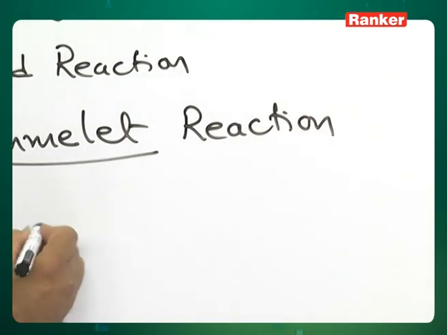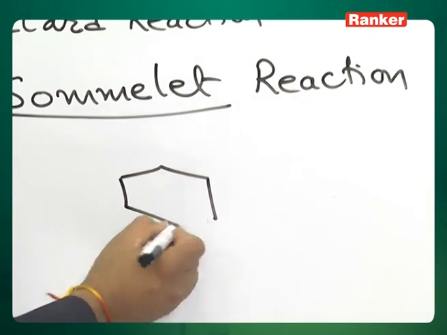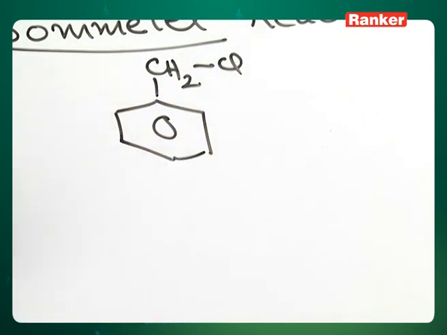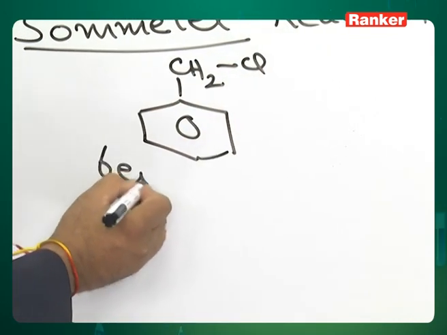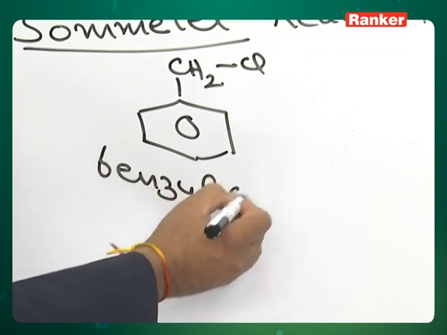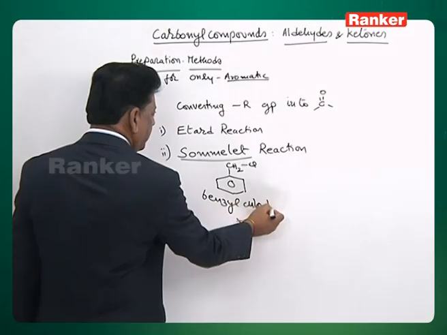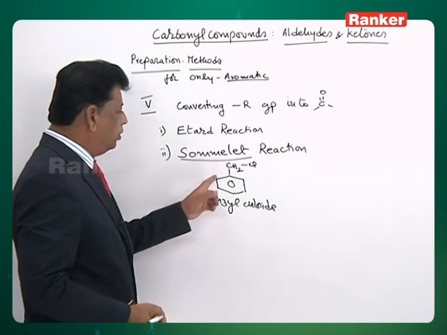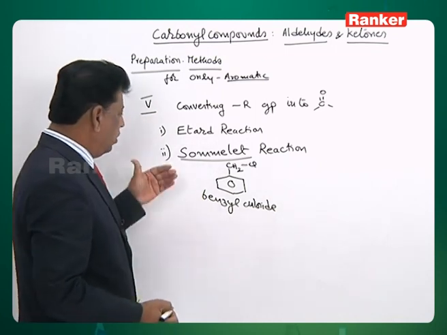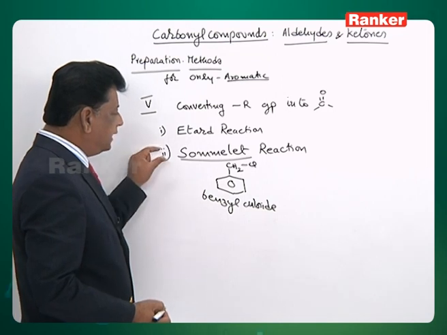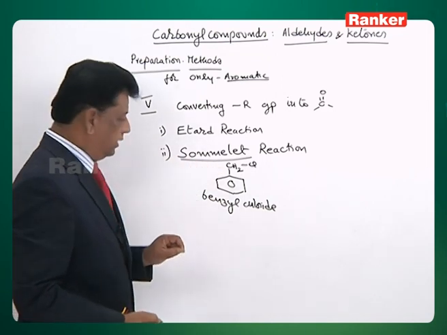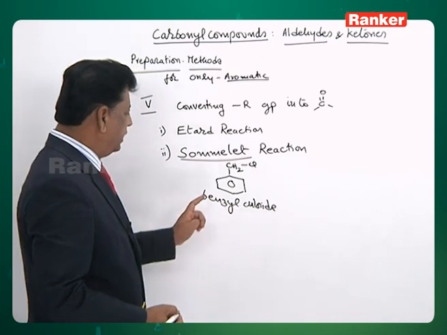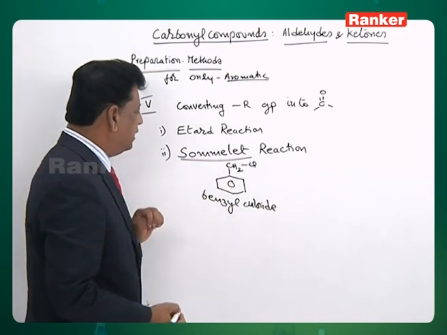In this reaction, a benzene containing CH2Cl, this is called benzyl chloride. Benzyl chloride may be prepared from toluene by monochlorination using chlorine and UV light, side chain halogenation, and preferentially you will get the one-chlorine-containing toluene, that is called benzyl chloride.